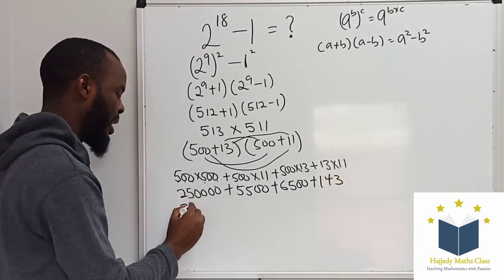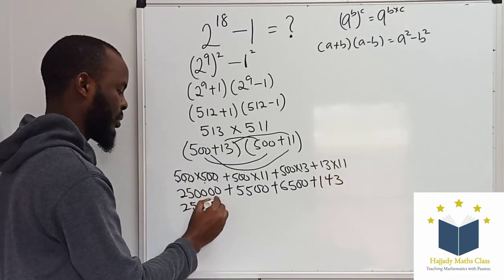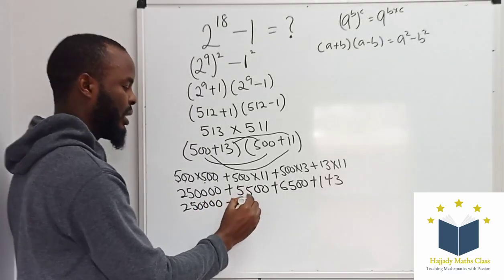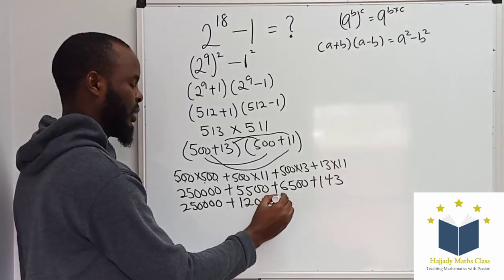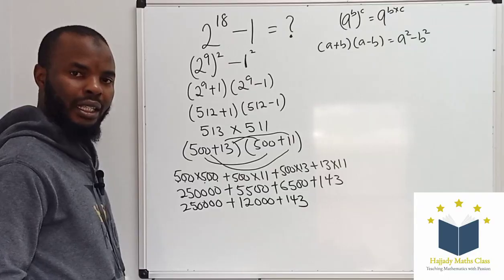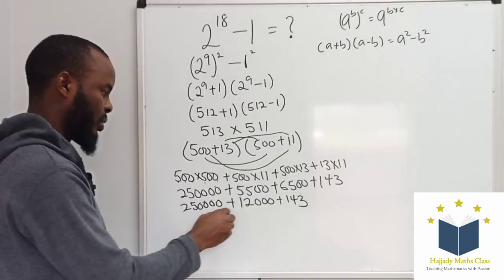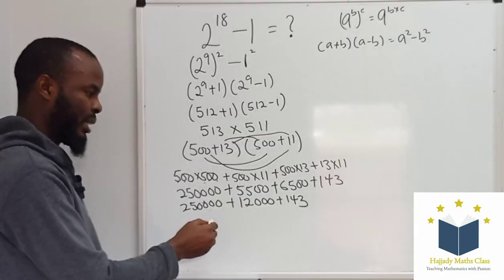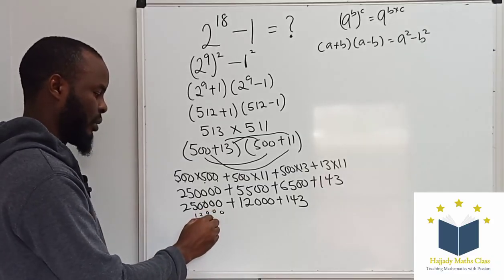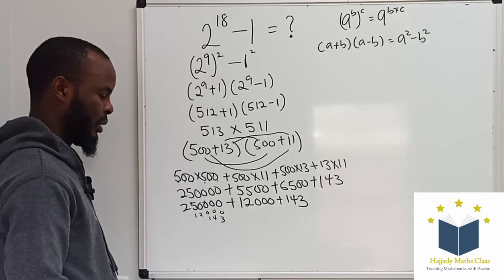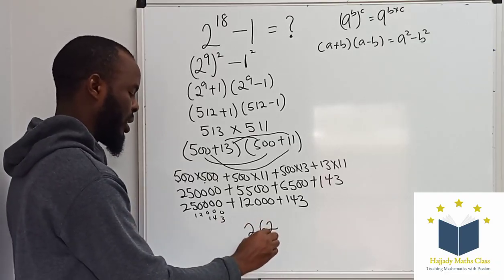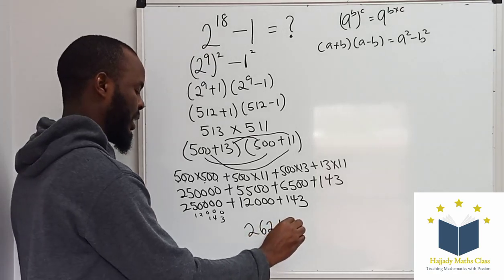So 250,000. 5,500 plus 6,500 gives 12,000, plus 143. To add this together, you can just come down here and do a little arithmetic: 12,143. So finally, I'm going to get 262,143.